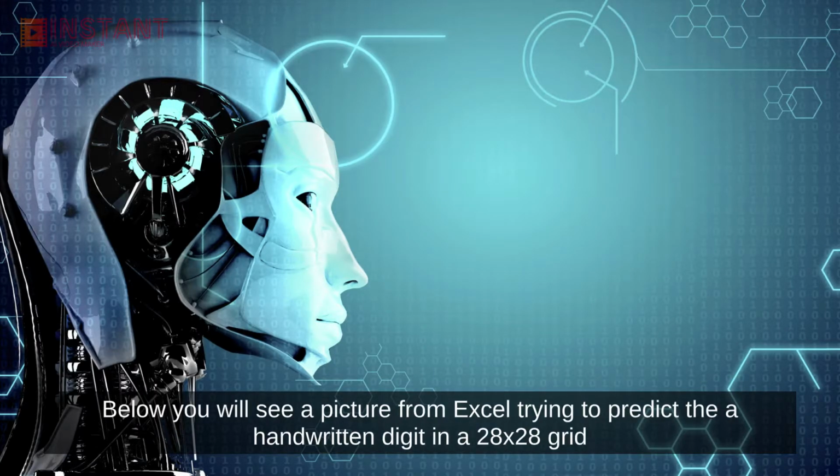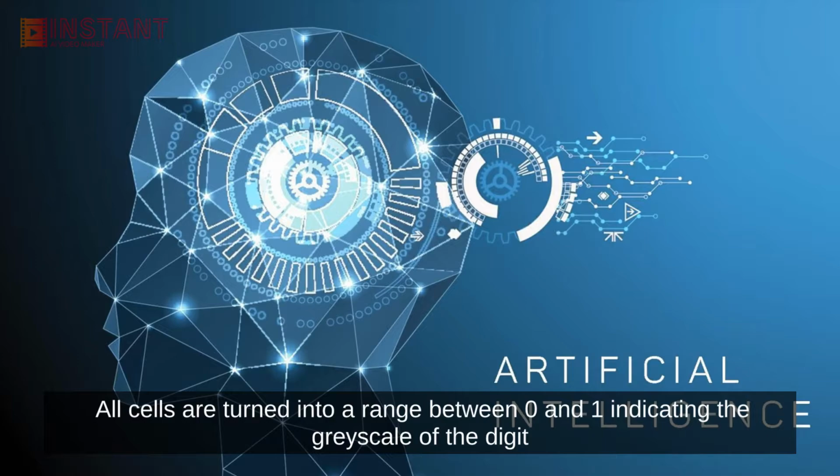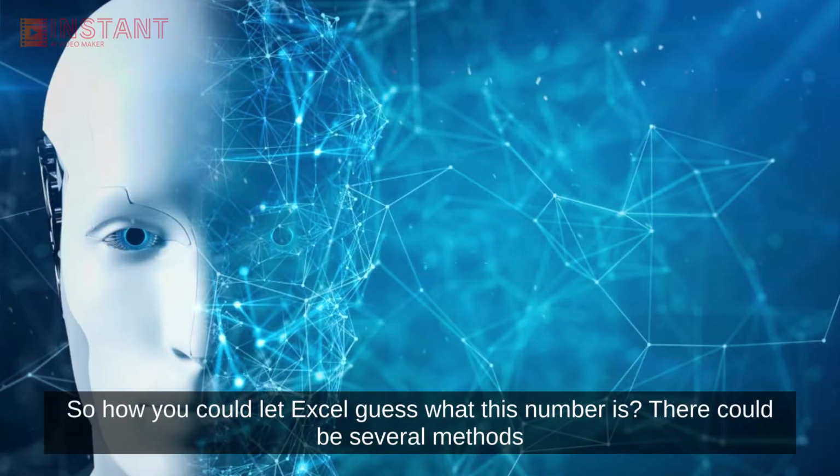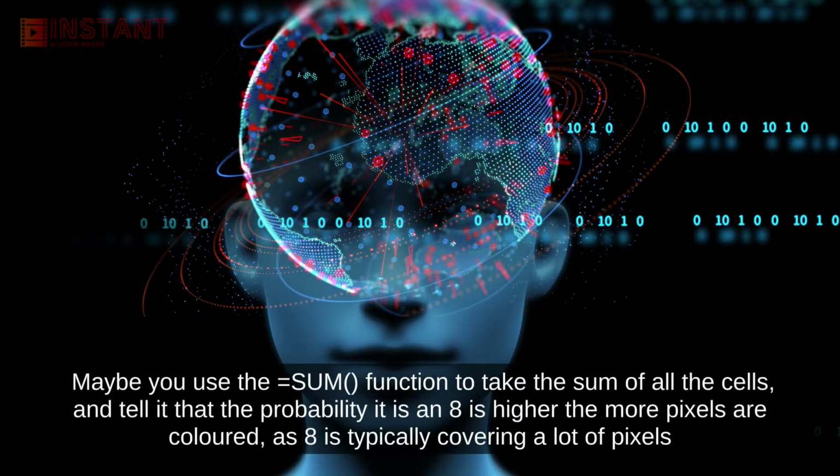Below you will see a picture from Excel trying to predict the handwritten digit in a 28x28 grid. All cells are turned into a range between 0 and 1 indicating the grayscale of the digit. You see that it is 96% confident that this number is an 8. So how could you let Excel guess what this number is? There could be several methods.